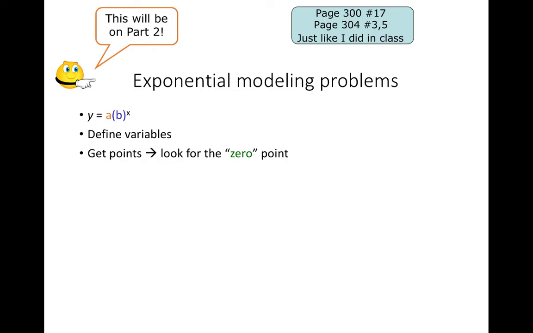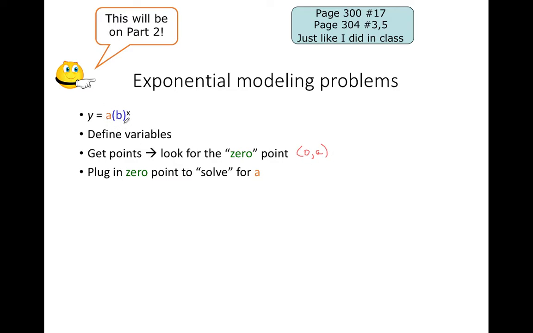This time, though, when you get the points out of the problem, remember when we were in the linear unit, you looked for 2 points so you could make a slope. When you were in the quadratic unit, you looked for 3 points, or you looked for 1 point in the vertex so you could solve for the dilation factor. Here, you need to look for the 0 point. And what I mean by that, since this is exponential modeling, right, you're looking for the 0, a point.